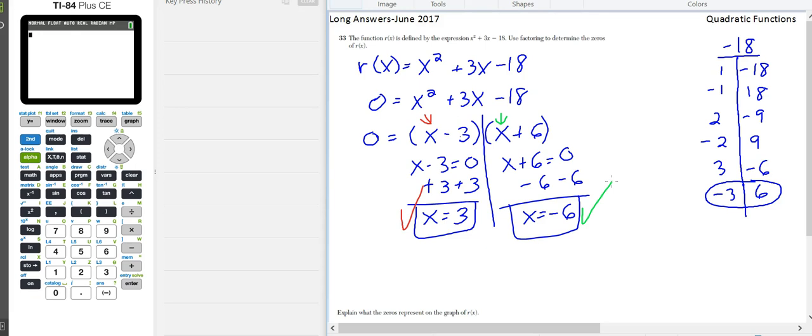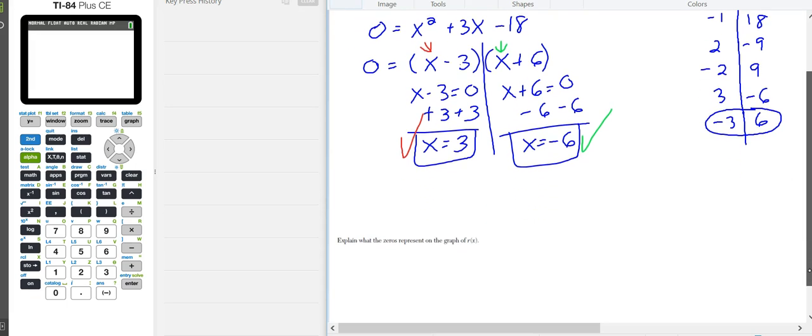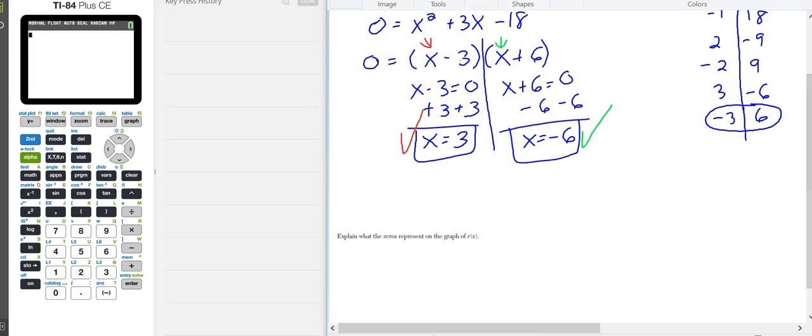The next part of the question asks us, explain what the zeros represent on the graph of r of x. The zeros of any graph are the roots or the x-intercepts of that graph, which means that the graph of r of x crosses the x-axis at x is equal to negative 6 and at x is equal to 3. So the graph of r of x would look something like this.